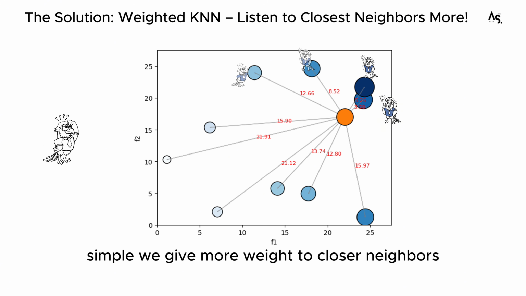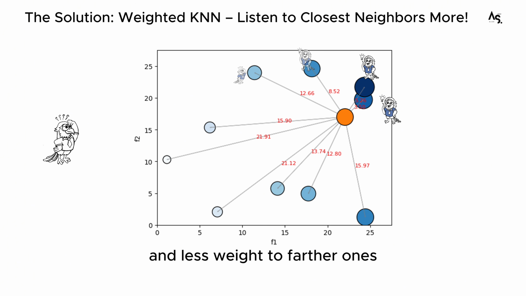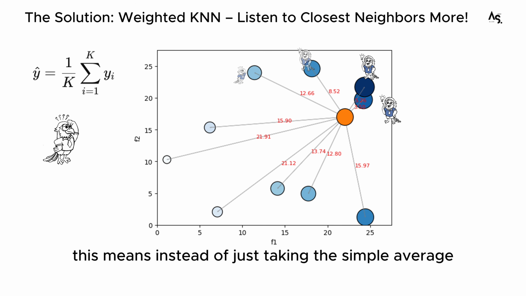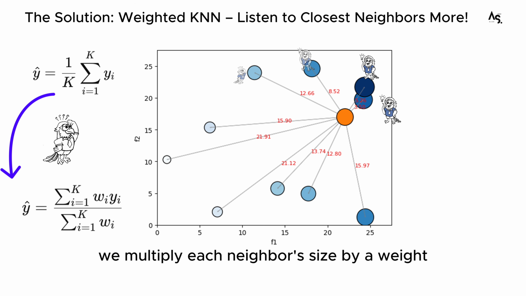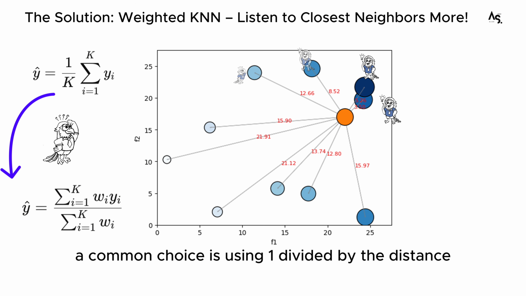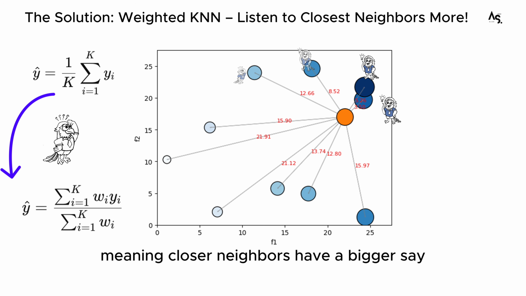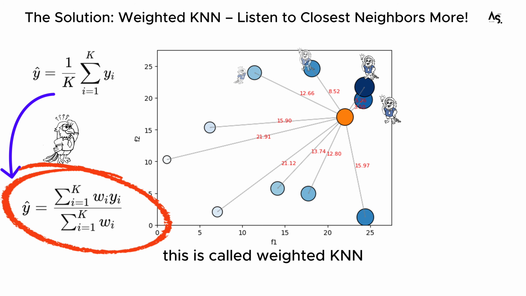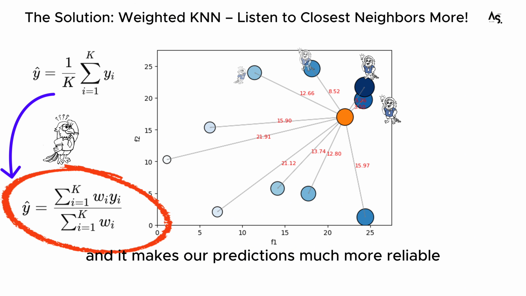Simple. We give more weight to closer neighbors and less weight to farther ones when averaging their values. Mathematically, this means instead of just taking the simple average, we multiply each neighbor's size by a weight based on their distance. A common choice is using 1 divided by the distance, meaning closer neighbors have a bigger say. This is called weighted KNN, and it makes our predictions much more reliable.